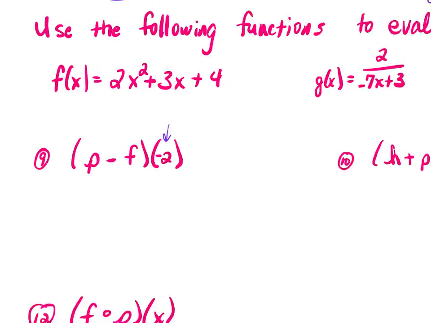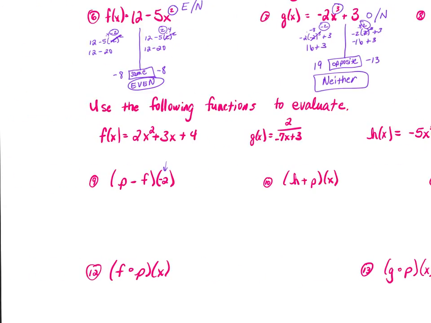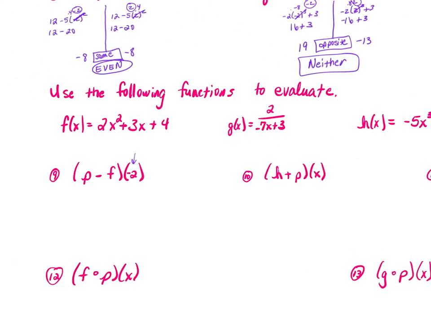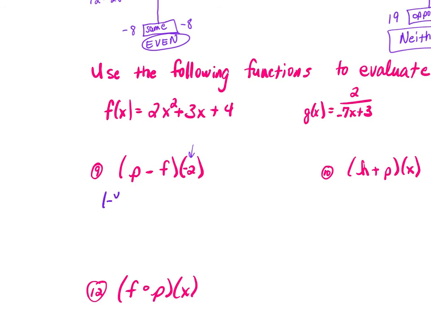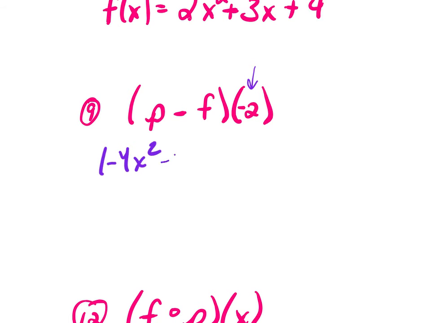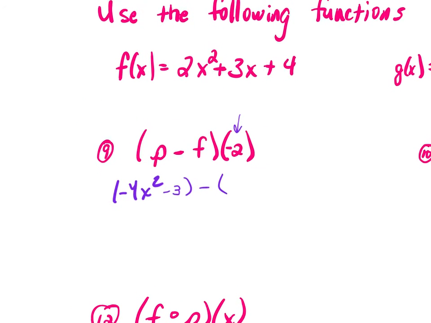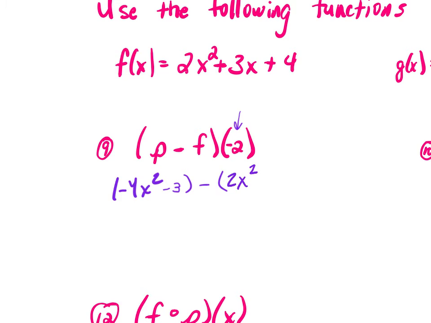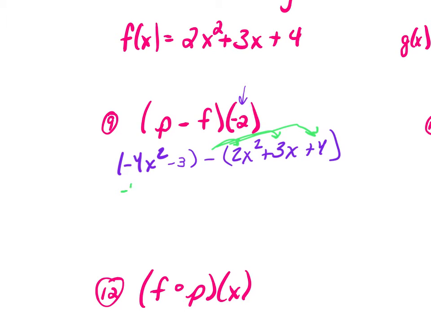So if I have p minus f, my p function is negative 4x squared minus 3, minus my f function, 2x squared plus 3x plus 4. I have to distribute this negative sign first. Now I can combine like terms. So I'm going to have negative 4x squared minus 3 minus 2x squared minus 3x minus 4.